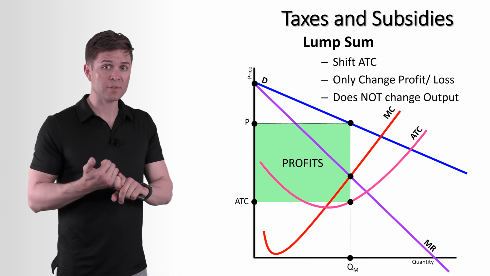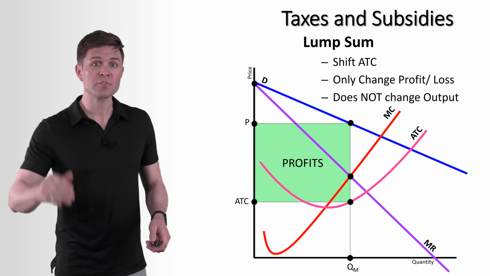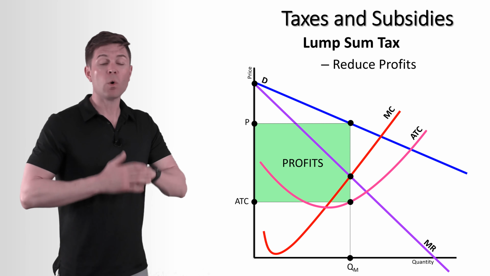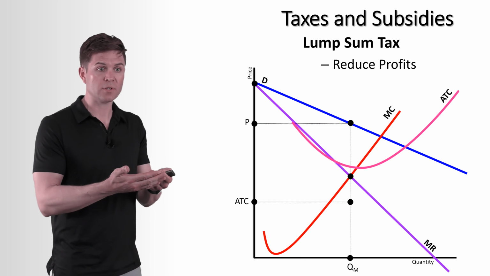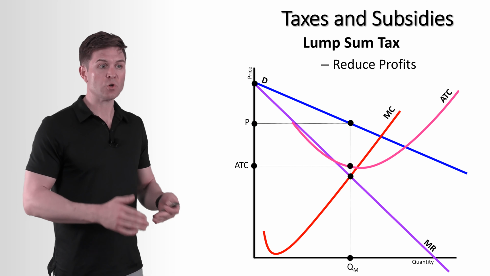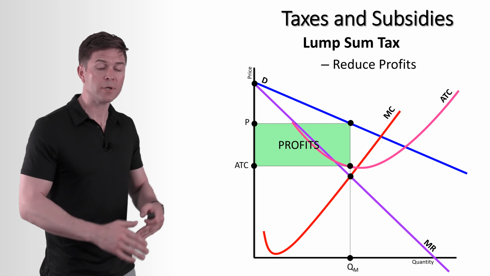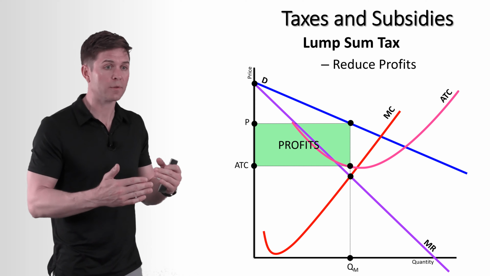Lump sum subsidies and taxes are going to shift the ATC. It's only going to change profit and loss. It will not affect the output of the firm or the market. So a lump sum tax is going to reduce profits. It's going to shift the ATC curve up. It's going to give us a new ATC at that given profit maximizing quantity of output, and it's going to drop those profits or cause us to go into an economic loss, one or the other.